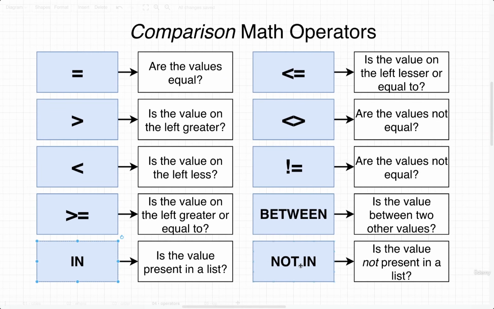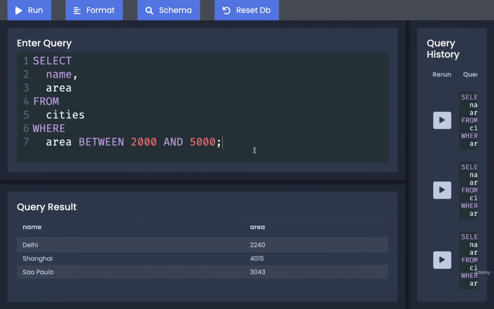We could also make use of in and not in. These check to see if a value is present in a list that you and I are going to provide. So the list that we're going to provide is going to be some kind of hard-coded list of values for right now. So let's try to find the list of cities. How about all the names and areas where the name is equal to, how about Delhi or Shanghai?